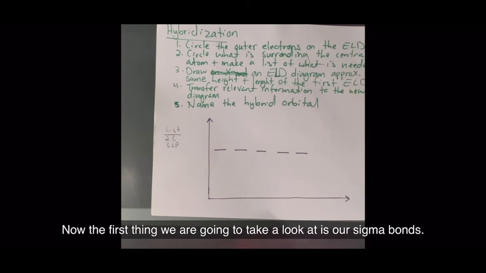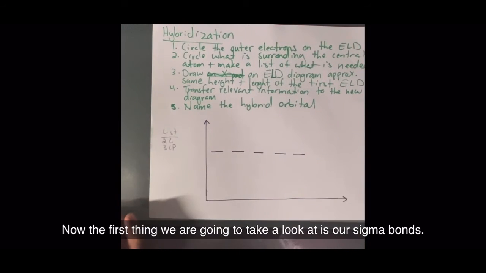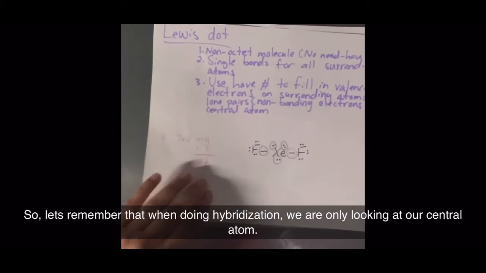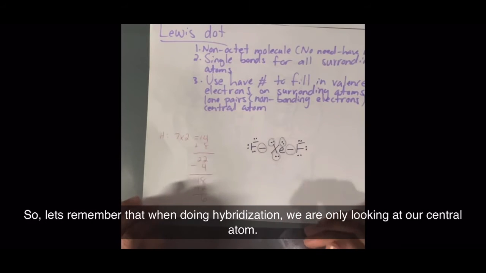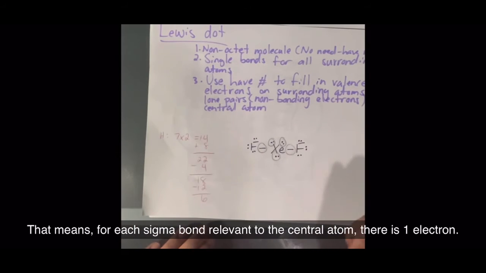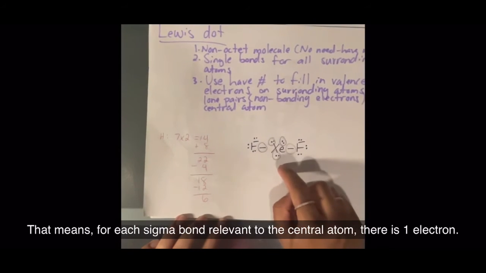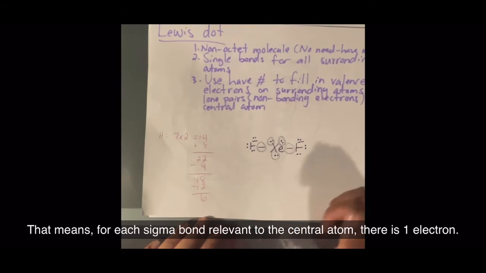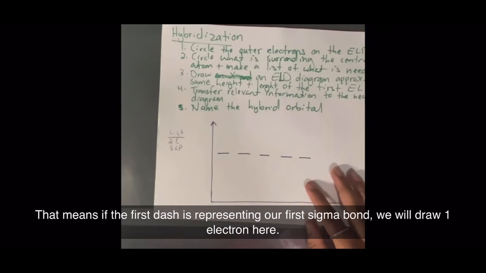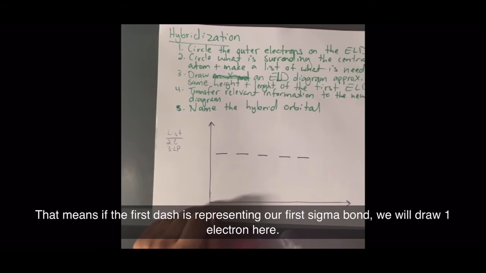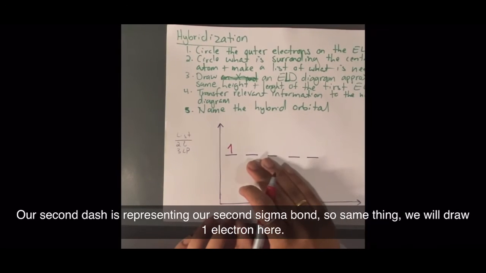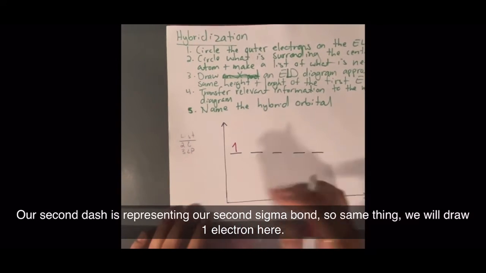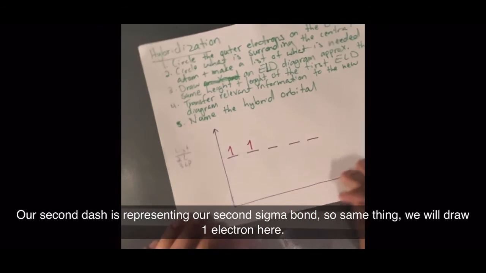Now the first thing that we're going to take a look at is our sigma bonds. So let's remember that when doing hybridization, we are only looking at our central atom. So that means for each sigma bond relevant to the central atom, there is 1 electron. So if the first dash is representing our first sigma bond, we will draw 1 electron here. Our second dash is representing our second sigma bond. So same thing, we will draw 1 electron over here.